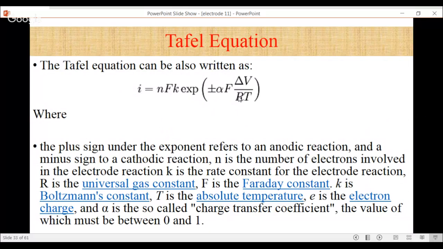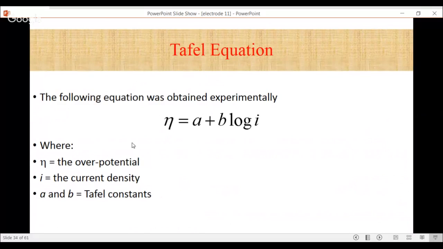k is the Boltzmann constant, T is the absolute temperature, e is the electronic charge, alpha is the so-called charge transfer coefficient, the value of which must be between 0 and 1, but mostly it is around 0.5. We have already seen this. So the following equation was obtained experimentally: overpotential is equal to A plus B log I, where eta is the overpotential, I is the current density, and A and B are Tafel constants.